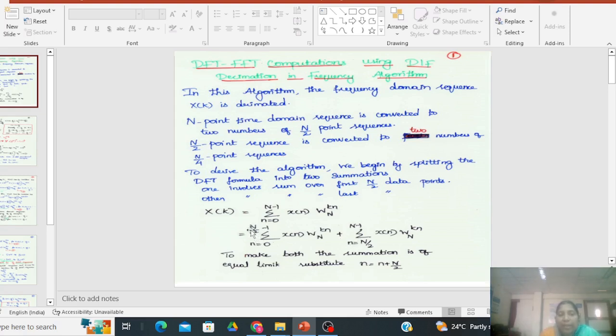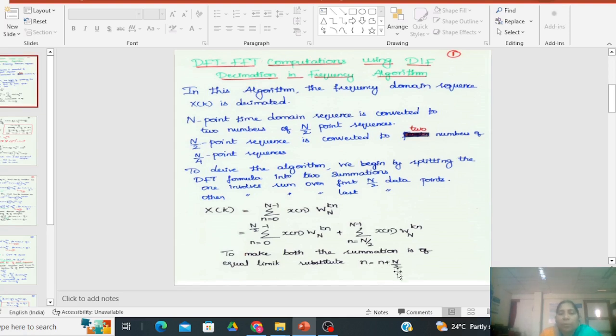Because when you substitute capital N equal to 8 here, it will be 0 to 8 by 2 is 4 minus 1, 3. So n equal to 0 to 3. In the other summation, n equal to 8 by 2 is 4 and N minus 1, 8 minus 1 is 7. So it is 4 to 7. So it is divided into 2 halves. One is summation n equal to 0 to N by 2 minus 1. The next one is summation n equal to N by 2 to N minus 1. What we have to do is make both the summations equal. For that we are going to use an assumption, n equal to n plus N by 2.